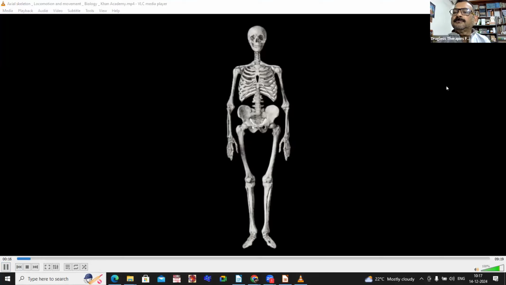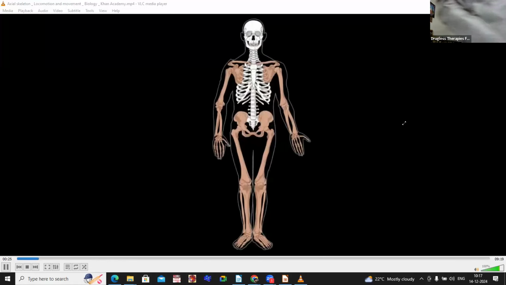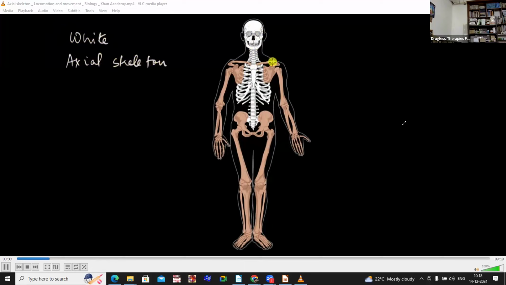So the skeleton is a vast structure, and in order to make it easier to study, what we do is we break it down into two different parts. So over here, the part that you see in white is called axial. Axial stands for axis. So this is the central axis of the body, and the axial skeleton is present very close to the axis, hence the name.